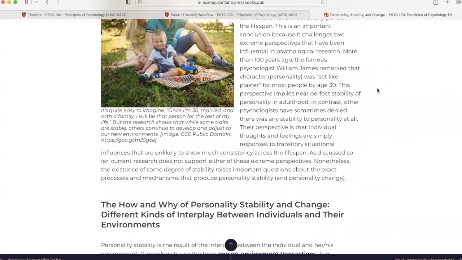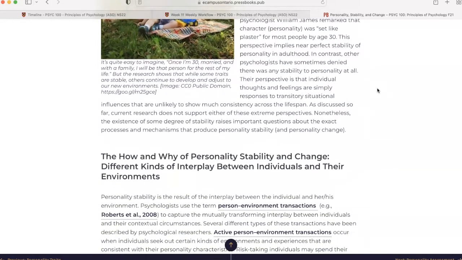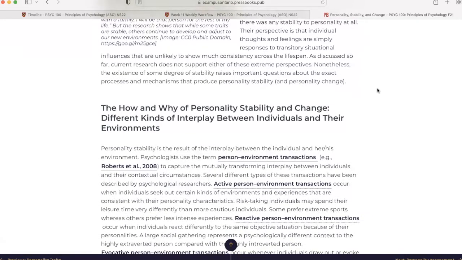In contrast, other psychologists have sometimes denied there was any stability to personality at all. Their perspective is that individual thoughts and feelings are simply responses to transitionary situational influences that are unlikely to show much consistency across the lifespan. As discussed so far, current research does not support either of these extreme perspectives. Nonetheless, the existence of some degree of stability raises important questions about the exact processes and mechanisms that produce personality stability and personality change.